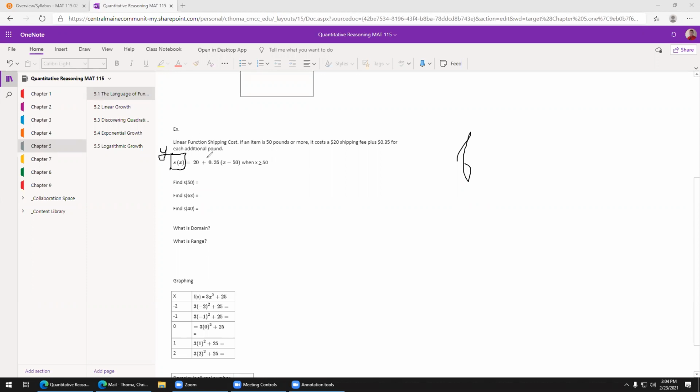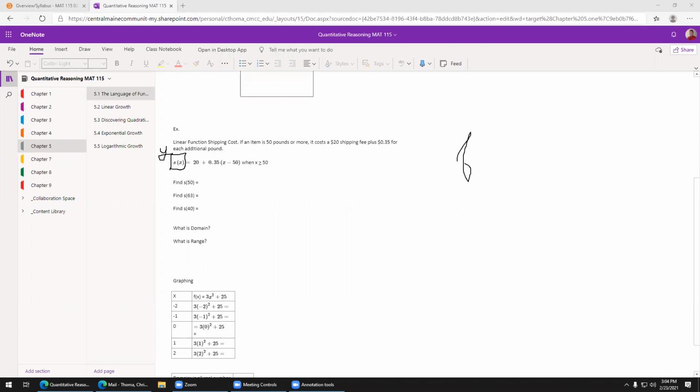So that is a symbol. Y is our dependent variable. This is the result we're going to get out. X is our independent variable. And the easiest way to figure out what the independent variable is, it's the letter that's inside the equation, right? So if we look at our equation, it's a $20 flat rate plus 35 cents for every pound over 50. So I created the equation for you. You didn't have to create your own. But X is the variable that's in the equation, so therefore, that is the independent variable.